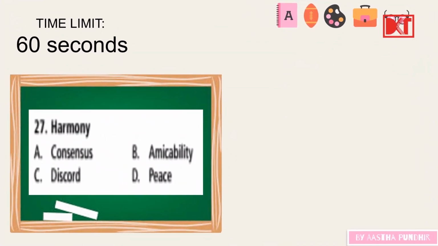The next word we have here is harmony. The options are consensus, amicability, discord and peace. Here the correct answer, the opposite, is discord. Discord is disagreement, whereas other words like consensus, amicability, peace, harmony, talk about agreement with regard to something. These would be synonyms.